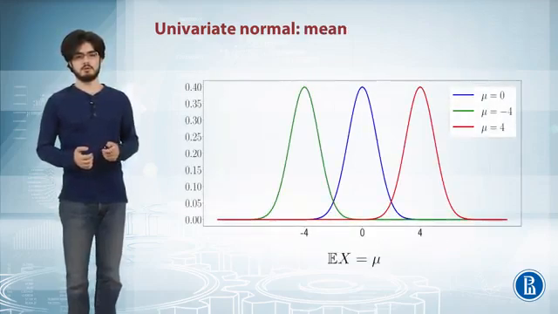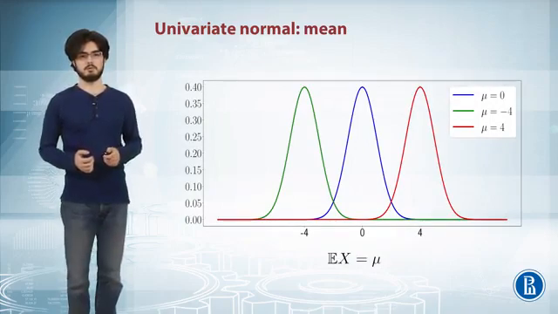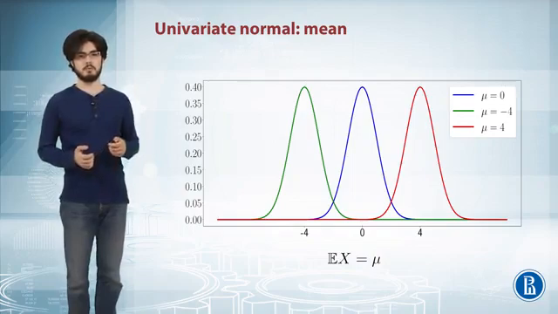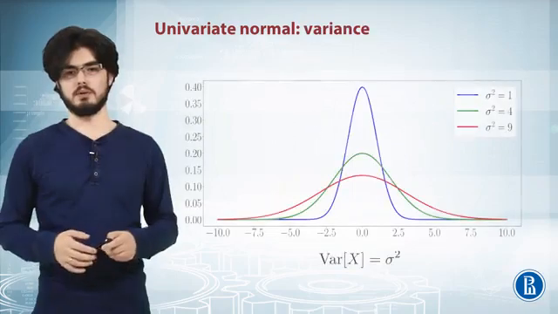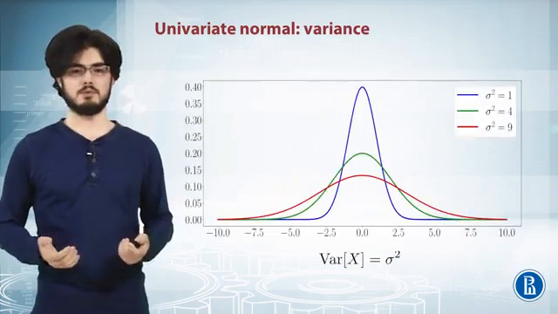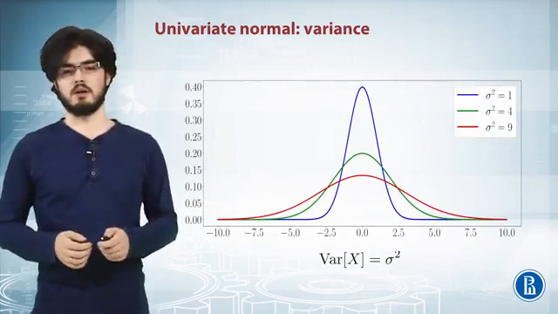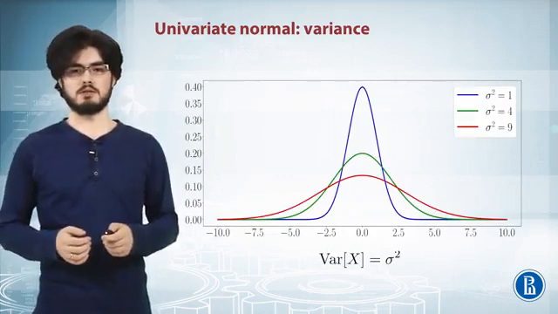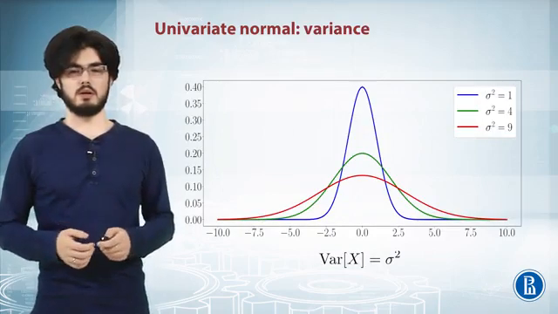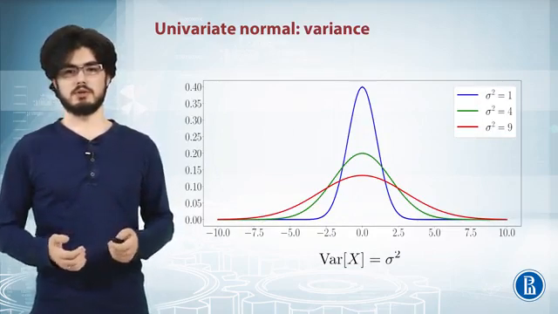If we vary the parameter mu, we will get different probability densities. For example, for the green one we have the mu equal to -4, and for the red one we have mu equal to 4. If we vary the parameter sigma squared, we will get either sharp distribution or wide. The blue curve has the variance equal to 1, and the red one has variance equal to 9.